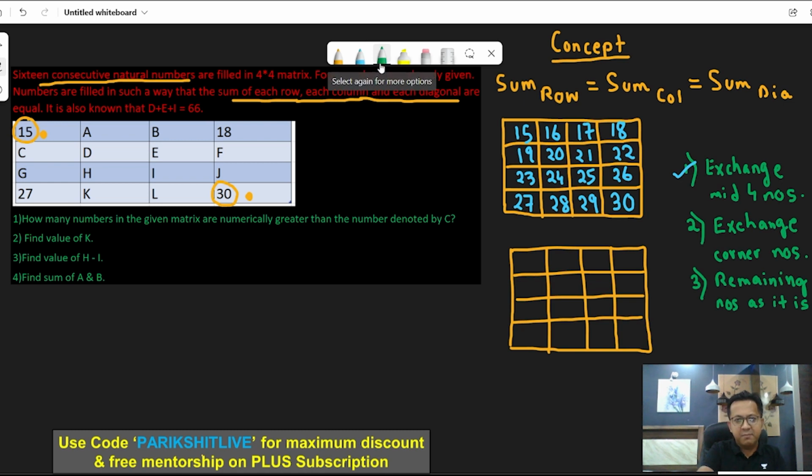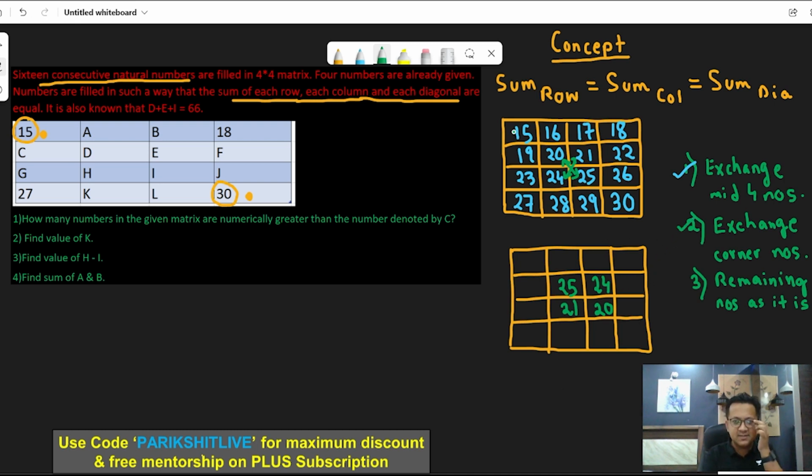What are the middle four numbers? The middle four numbers are 20 and 25. You've got to exchange. So in place of 20, you're going to write 25. In place of 25, you're going to write 20. Next, 21 and 24 exchange. So in place of 21, you're going to put 24. In place of 24, you are going to put 21. Step 1 is done.